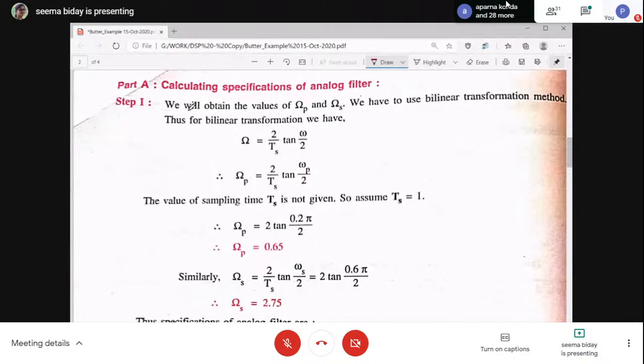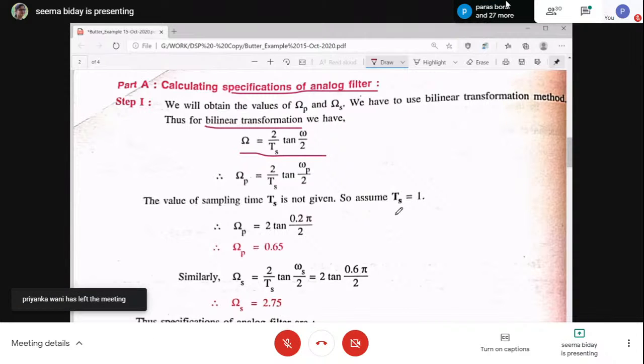Now, what is step number 1? Yesterday you have written all the 6 steps. Step number 1 is calculate the specifications of the analog filter, convert the digital filter specifications to analog filter. Now, why are we using this transformation omega equal to 2 by Ts tan of W by 2? Because we are using bilinear transformation, which is mentioned. Is it okay? Everyone is getting it?